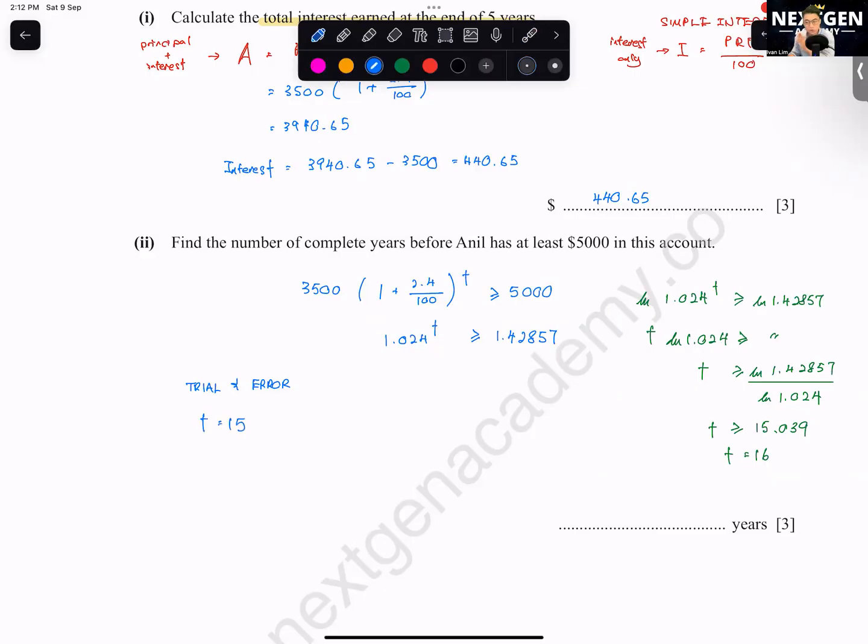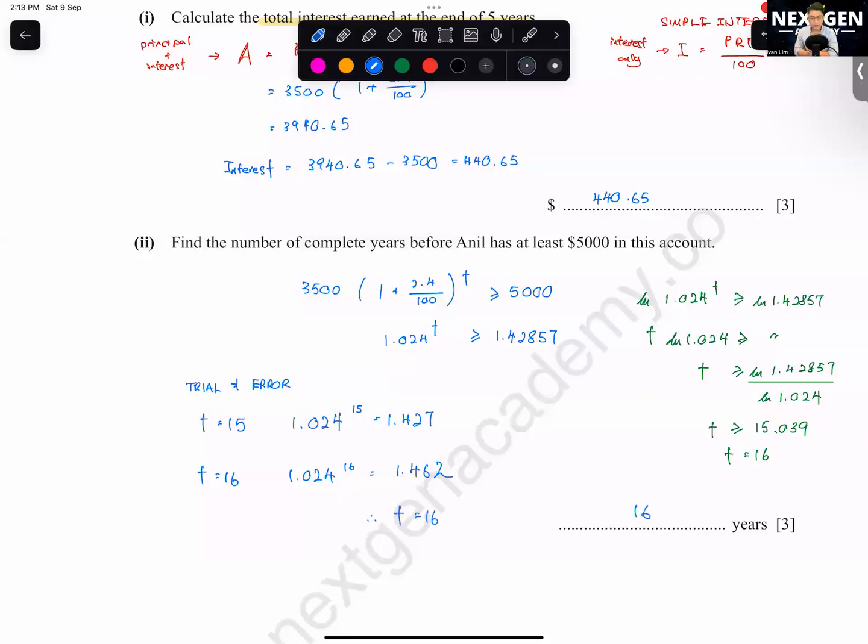We know that the answer is t equals 16. You are going to show 1.024 to the power of 15, which gives 1.427. You see, 1.427 is still too small, right? Then you put t equals 16. 1.024 to the power of 16, then you get 1.462. You just need to show these two values here. Just try showing 15 and 16 like this. Therefore, you can say t equals 16.